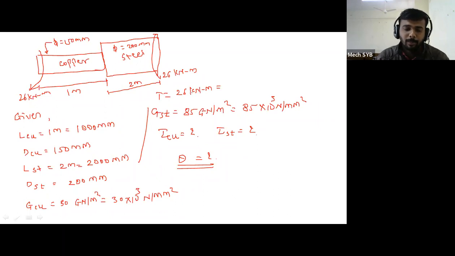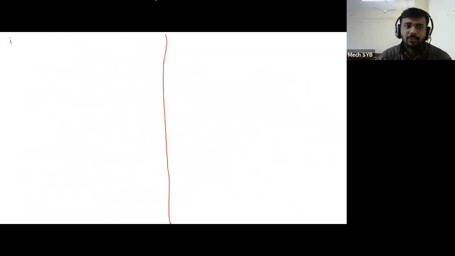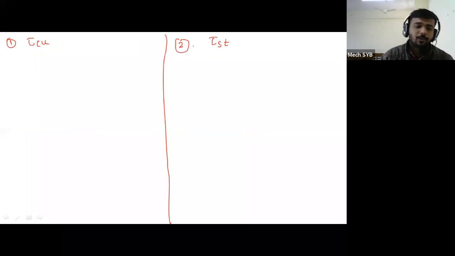Then kilonewton also has to be converted into newton, and meter also into mm, that is 10 raised to 3 into 10 raised to 3, that is 26 into 10 raised to 6 newton mm. So these are all the given parameters. So one by one we will calculate all the parameters. So the first, that is tau of copper, second tau of steel. Now, we have to calculate the shear stress induced in the copper material and the shear stress induced in the steel material.